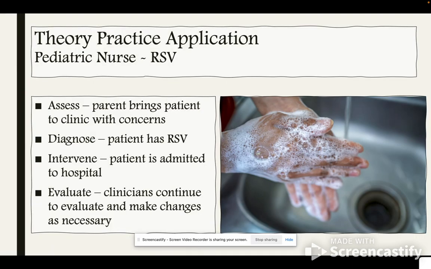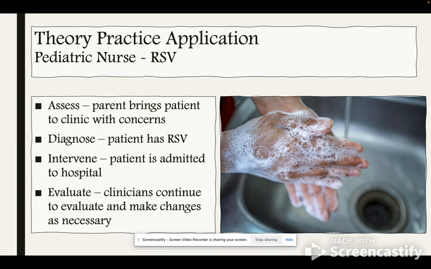Okay, so I thought the best way to apply theory to practice would be to give an example. So my example is a 6-month-old child having viral cold symptoms. So for a pediatric nurse, I would assess the child. So she's a 6-month-old female with a high respiratory rate, retracting, she has some congestion, and then she had exposure to a viral illness at daycare.